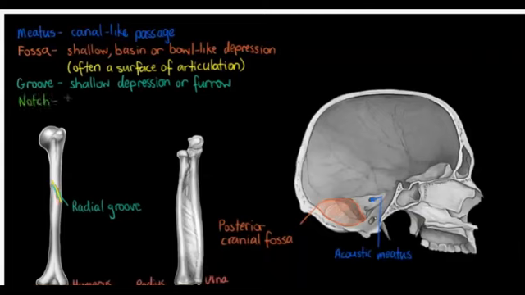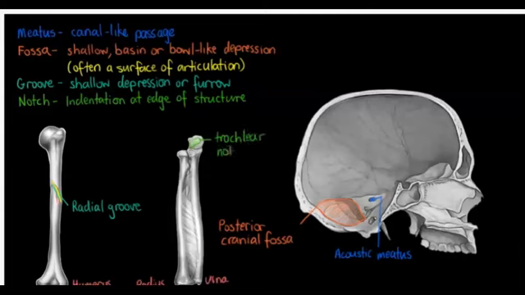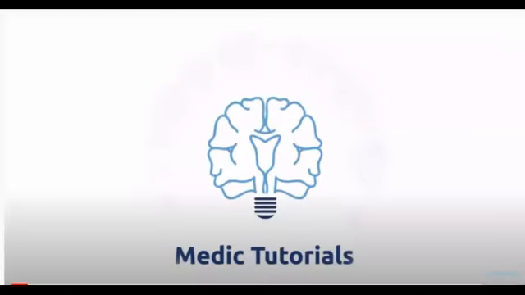The next structure is called a notch. A notch is going to be a structure that is similar to a fossa, but located on the edge of a structure. If we have a look down here on the proximal end of the ulna, we can see the trochlear notch. I'm just shading it in here. Once again, this type of bone marking, as with many of our depressions, is going to be a site of articulation. So we've got our trochlear notch there.